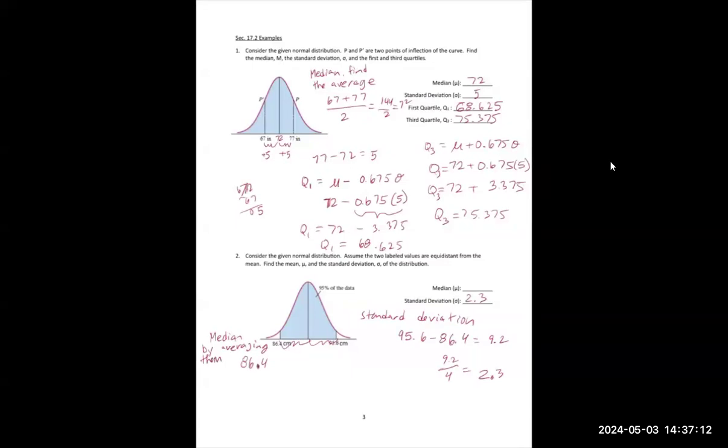So 86.4 plus 95.6, and then dividing by 2. So you have to make sure to add the numbers in the numerator first, get one answer here, and then take it and divide by 2, which, for my final answer, I got 91. So there we go. There's the mean and standard deviation.